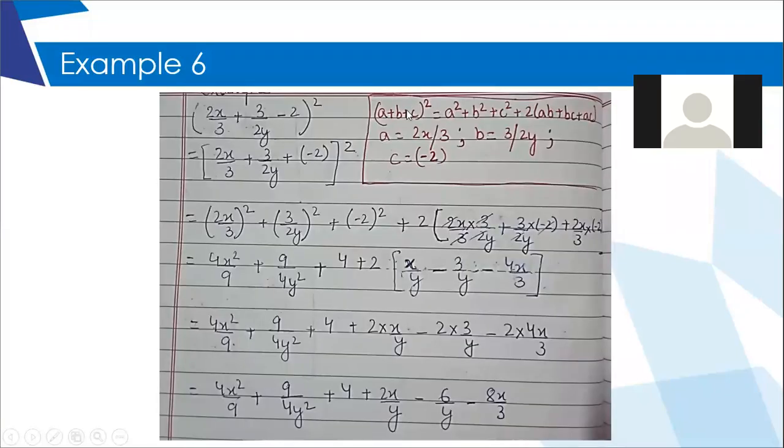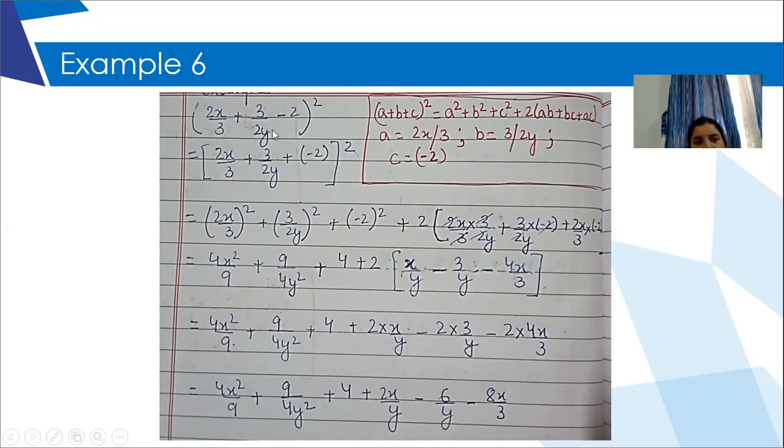Excuse me, ma'am. Yes, Toshit. But before 2 there is a minus sign. So why are we using this identity, A plus B plus C whole square? Because I have written it in a different manner, and this also now has 2 plus signs only in between. I have put a plus sign.